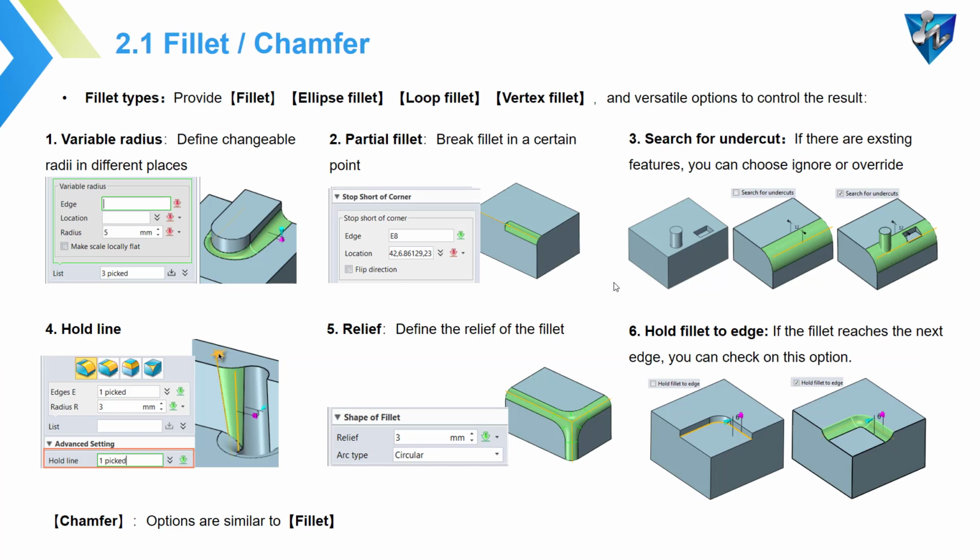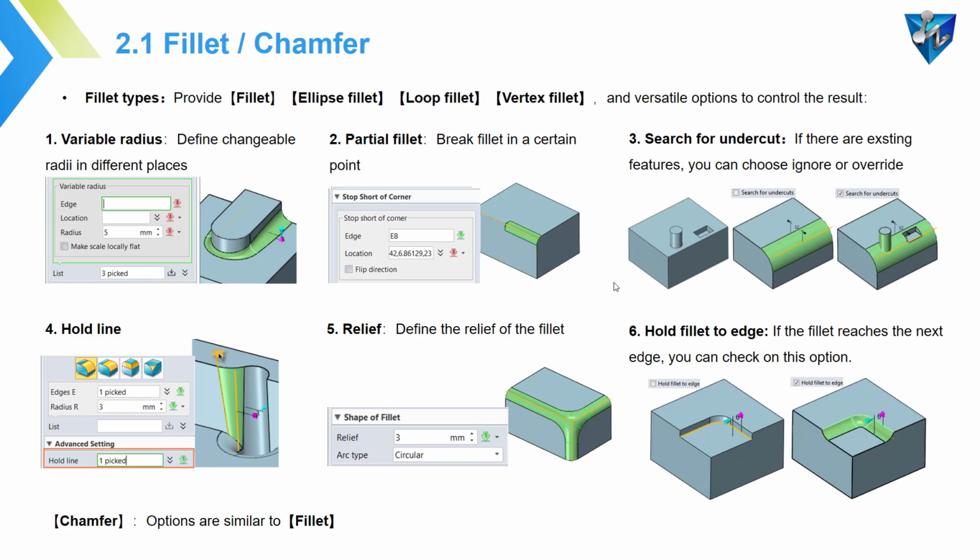First, I would like to show you fillet and chamfer. As we know, in mechanical design, from time to time we need to create a fillet and chamfer feature. So now let's see the first one, fillet. In ZW3D, we provide 4 fillet types: fillet, ellipse fillet, loop fillet, and vertex fillet.